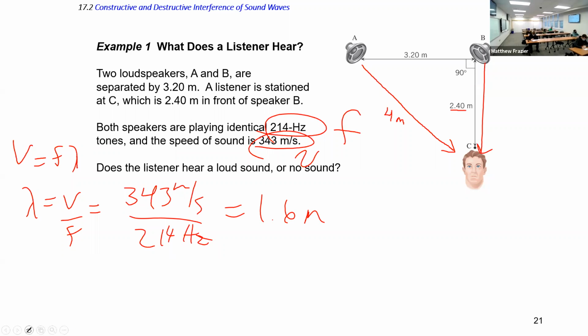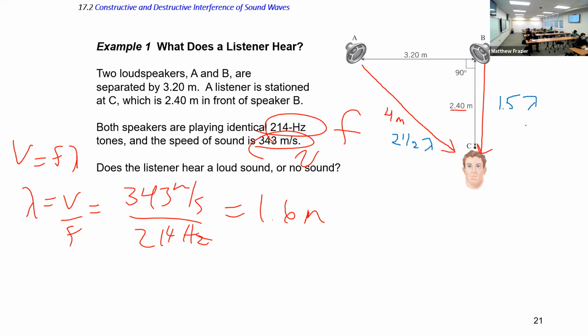So now in terms of the wave that is sitting here, the path from A to C is really 2.5 wavelengths. And the path from B to C is really 1.5 wavelengths, 1.5.